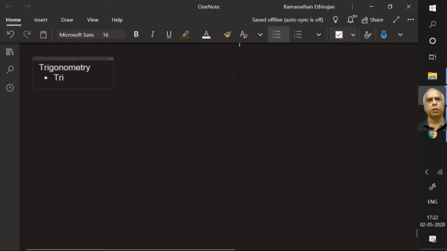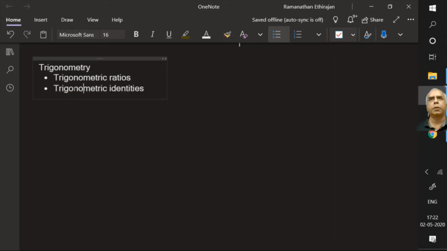trigonometric ratios. Take down trigonometric ratios. Then trigonometric identities. So these are the major two topics we will be discussing under trigonometry.